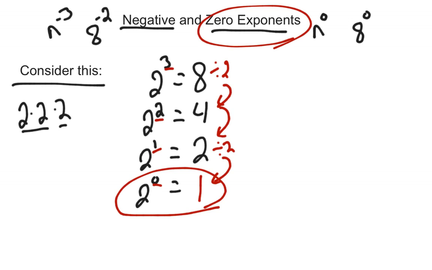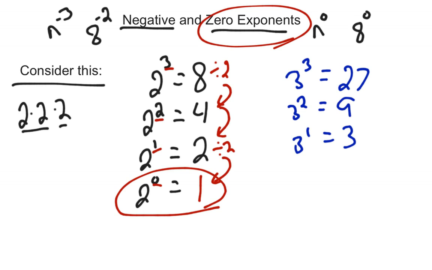Let's try another number. Let's try if it's 3's. I'll change colors here. What if I have 3 to the 3rd power? Well, that's 3 times 3 times 3. 3 times 3 is 9. 9 times 3 is 27. Now let's do 3 to the 2nd power. 3 to the 2nd power is 3 times 3, which is 9. Anything to the 1st power is itself. Then we have 3 to the 0 power.